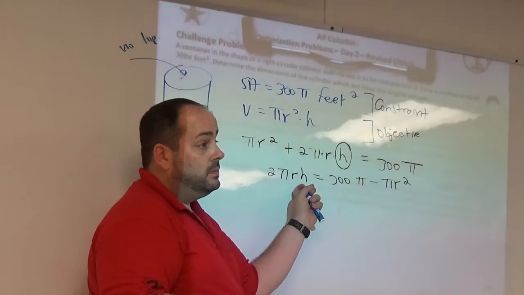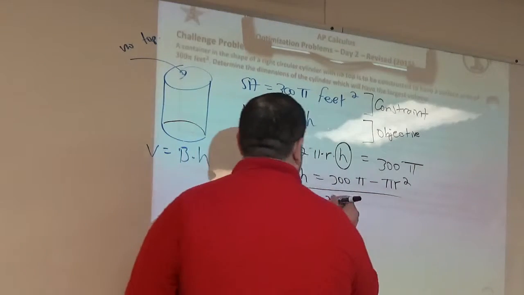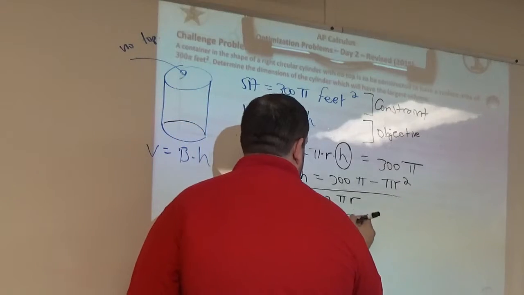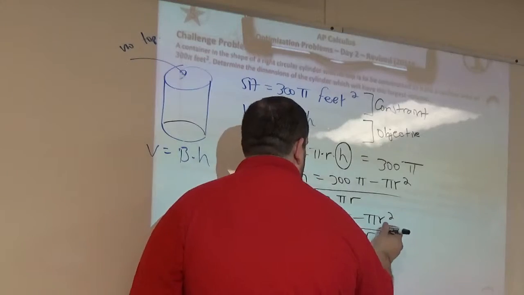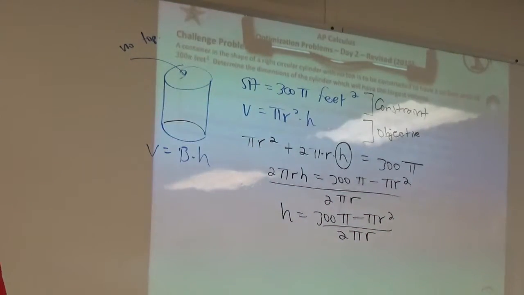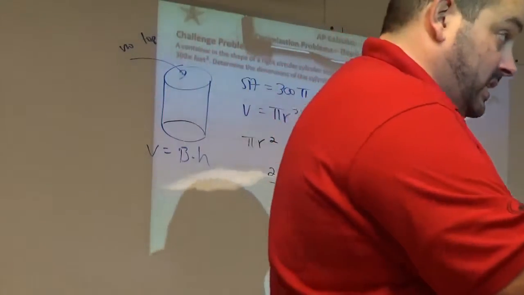I want to divide all of that by 2 pi r. Divide everything by 2 pi r. So h is 300 pi minus pi r squared over 2 pi r. This is not the kind of problem I'm going to put on the quiz next week. We're going for bonus in these.